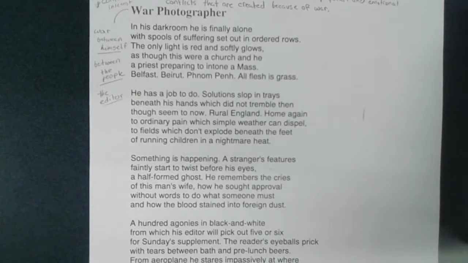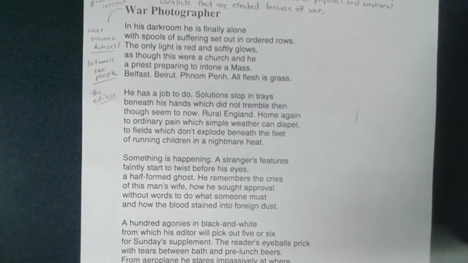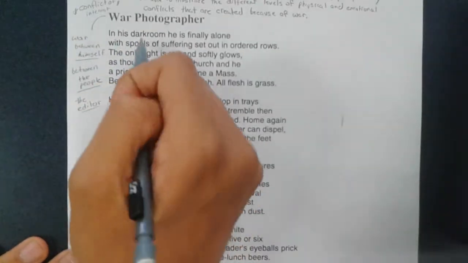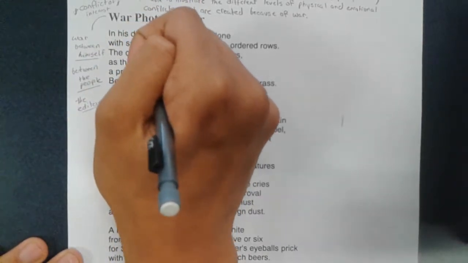And now David's going to go over some imagery and poetic devices that Duffy uses in the poem. Okay. So first thing we have here is, in his darkroom, we already know that is a place where you develop photos.